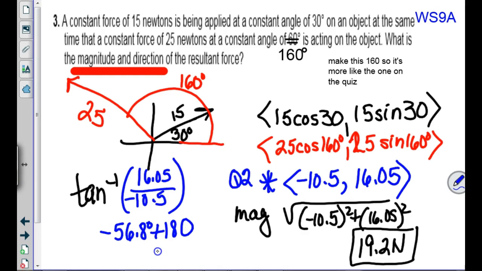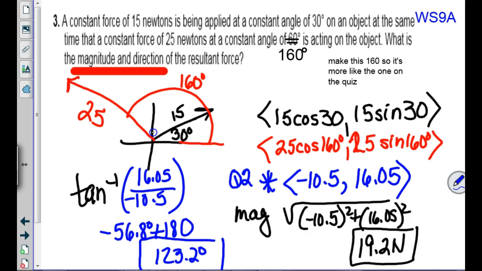So 123.2 degrees. Does that make sense, guys? If it was pulling 30 degrees this way and 160 this way, it's going to wind up somewhere in the middle of those. 123 seem okay? All right.